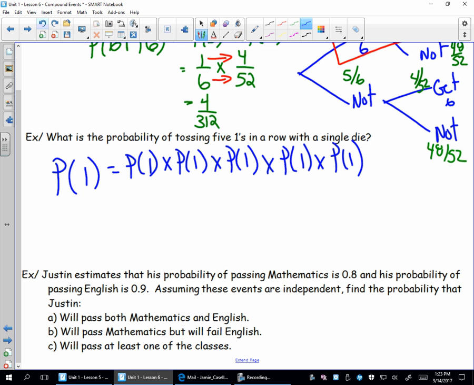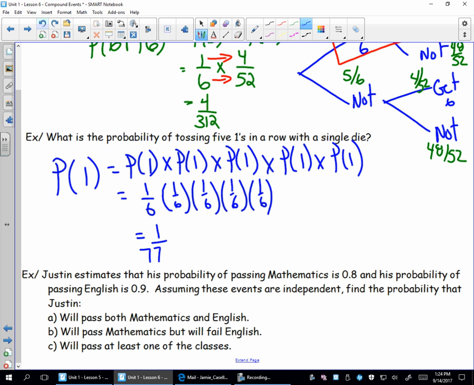What's the probability of getting 1 1? That's a 6, and a 6, and a 6, and a 6, and a 6. If I multiply it all together, 1 times 1 times 1 times 1 is 1, and 6 times 6 times 6 times 6 times 6 is 7,776. Not very likely. Okay, I think it makes more sense using a formula for that one. A tree diagram is just a messy thing.